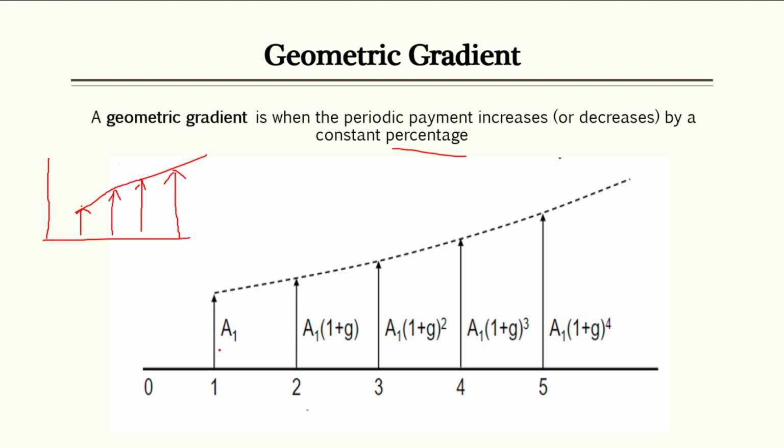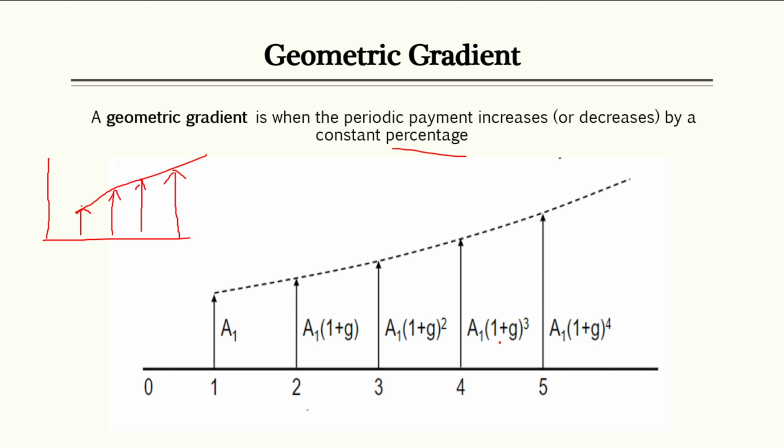So, from year 1, ito yung first payment natin, A1. Sa year 2 naman, kapag nag-increase na siya, A1 times 1 plus G. Diba? Ang kaibahan niya, kanina kapag arithmetic, ang ginagamit nating equation doon ay plus. Ngayon naman ay multiply. Tapos, sa year 3, A1, 1 plus G squared. Multiply, tapos ang power naman ang nag-increase.